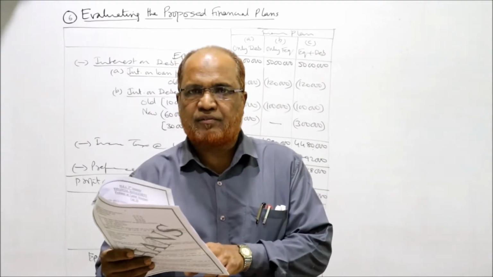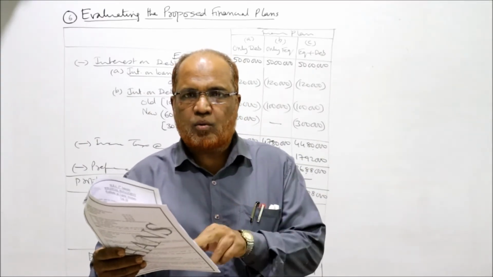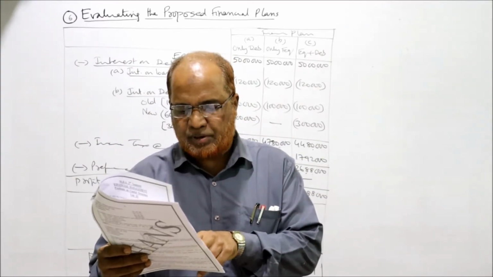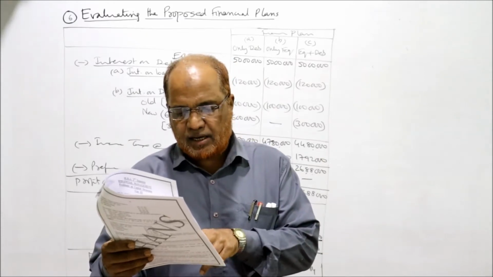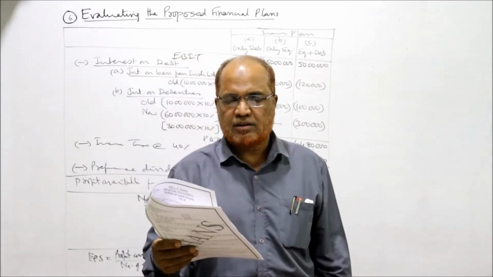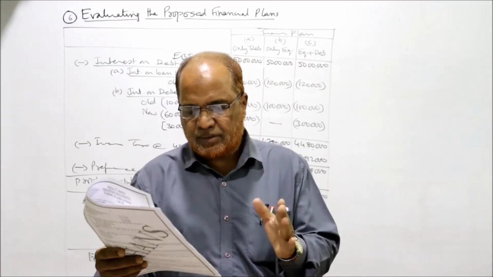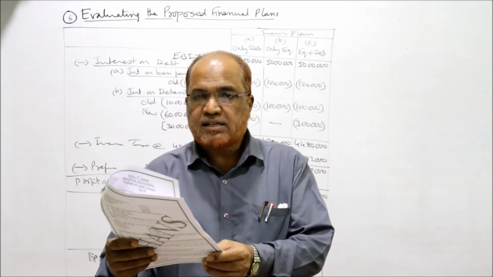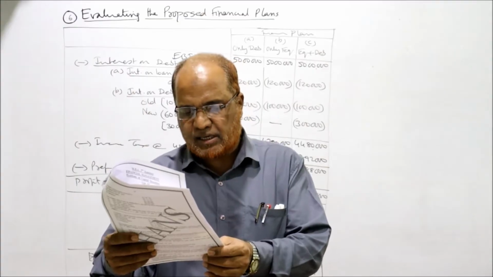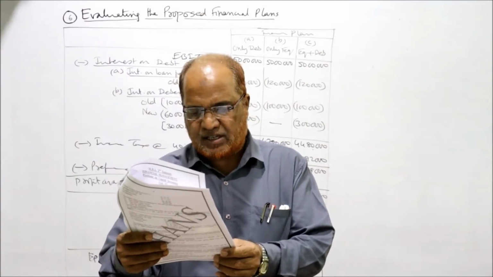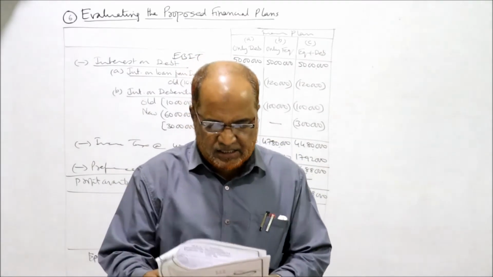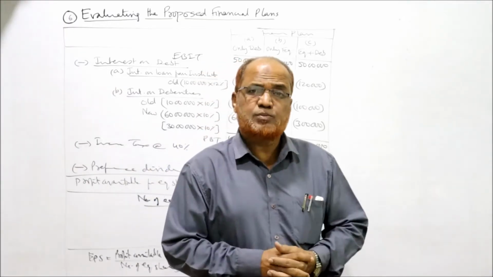Issue of 10% preference shares: the complete required amount of 25 lakh rupees will be raised by preference shares. And issue of 8% debentures. In the first plan we have only equity, second plan only preference, third plan only debentures. It is estimated that the PE ratio in the case of equity, preference and debenture financing would be 20, 17 and 16. This is the new point in this problem.